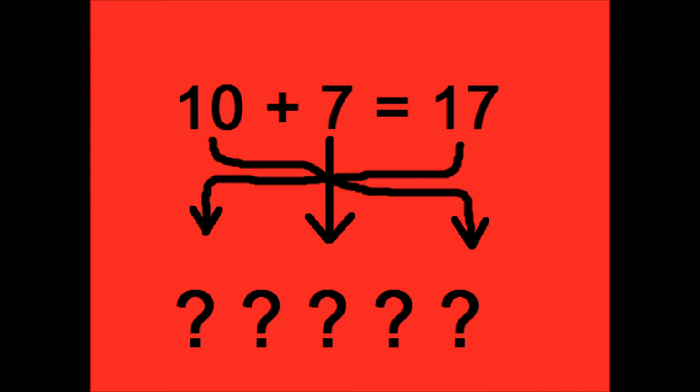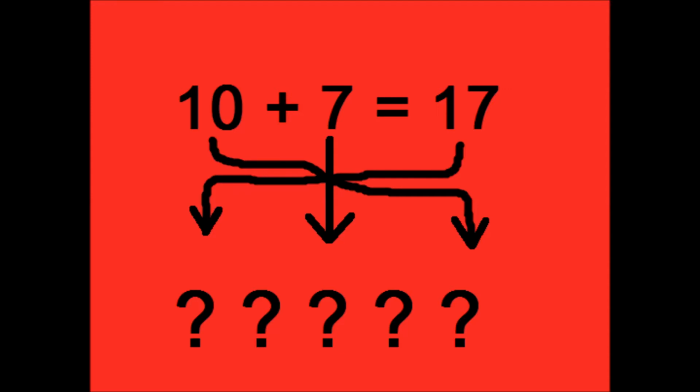Basically, an opposite operation is an operation that is exactly the opposite of something. Like the fact that division is the opposite of multiplication, subtraction is the opposite of addition, and so on.